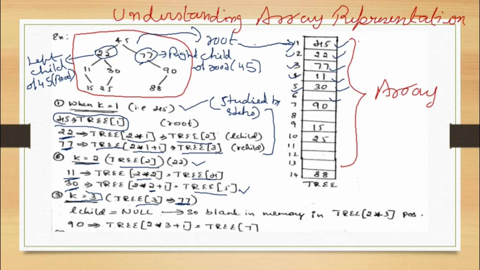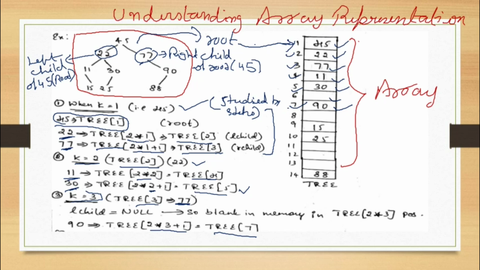Now the right child is nothing but 90, which is stored in 2 into 3 plus 1. Third location you have 77. So 2 into 3 plus 1 is nothing but tree of 7. You have 90. In the same fashion, students, you need to continue with taking k as 4 and finding the respective elements 15, 25 and 88. When we solve it, we get 15, 25 and 88.